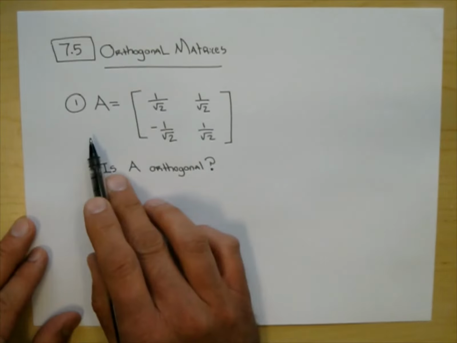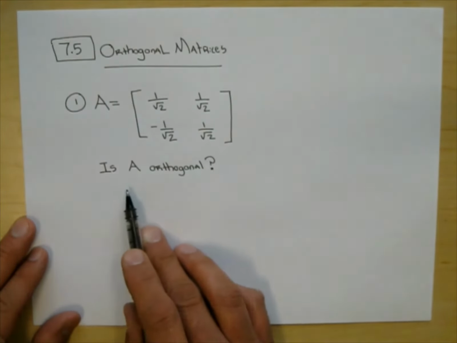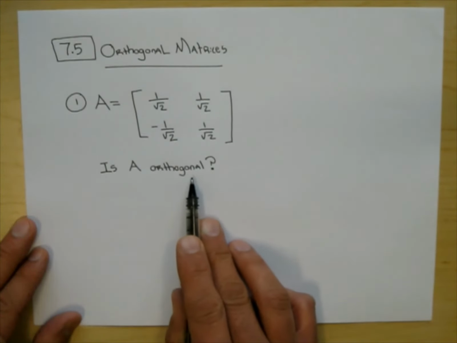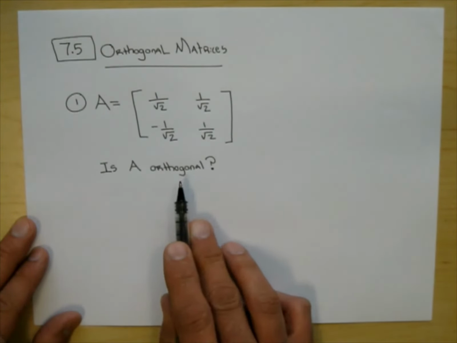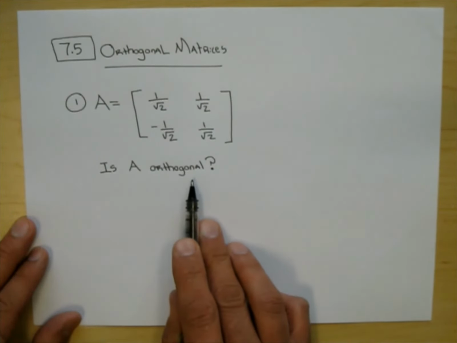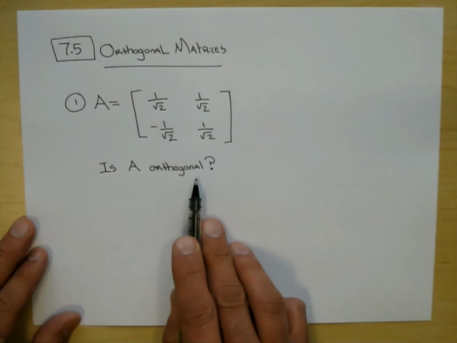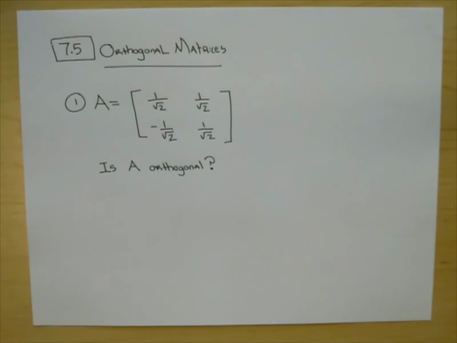So problem number 1. I give you a 2x2 matrix and I ask you if the matrix is orthogonal. Now we've heard that word, orthogonal, and we've done orthogonal vectors and orthogonal sets of vectors, but now we need to define what an orthogonal matrix is, and that's what we're going to do before we do this problem.